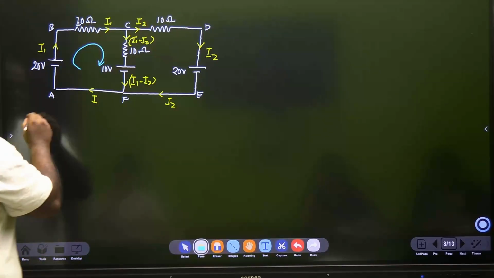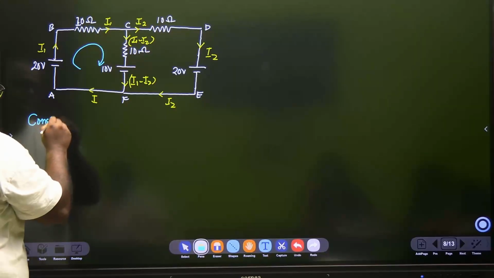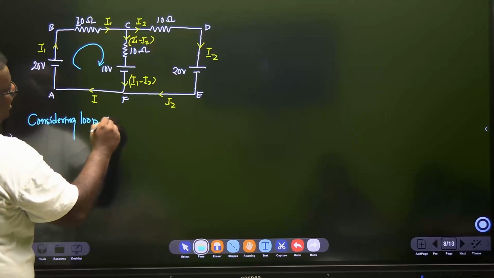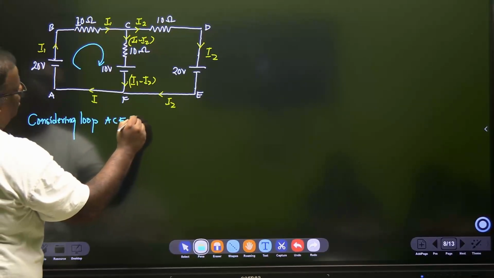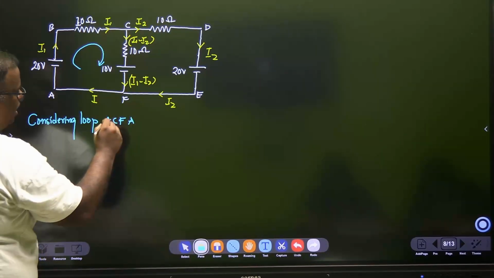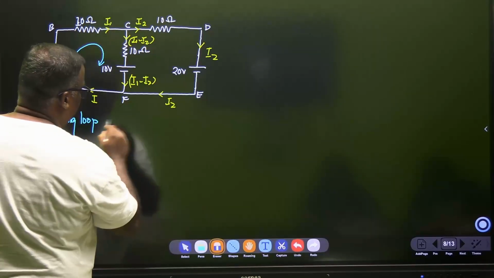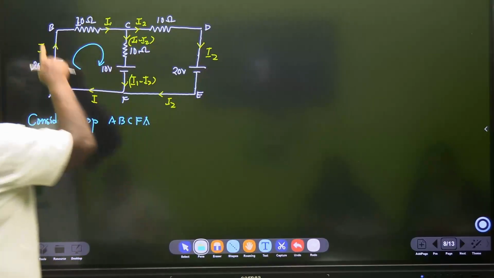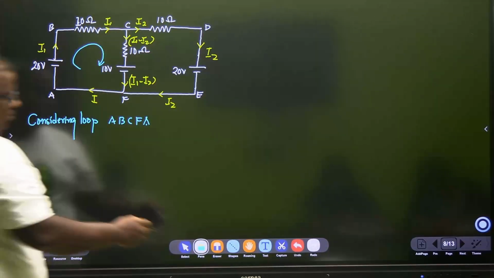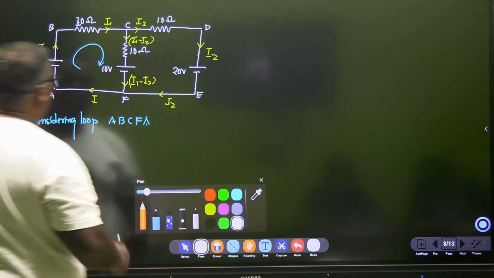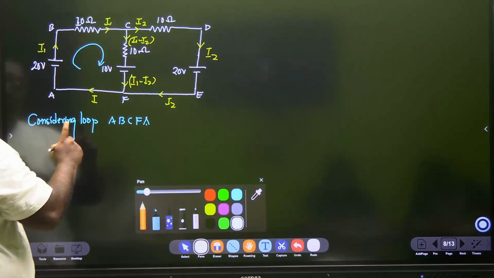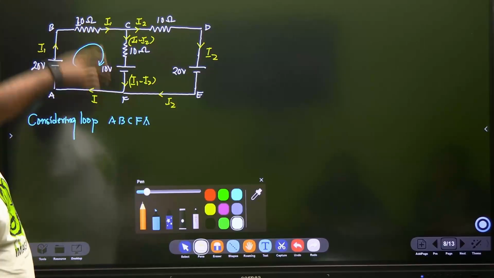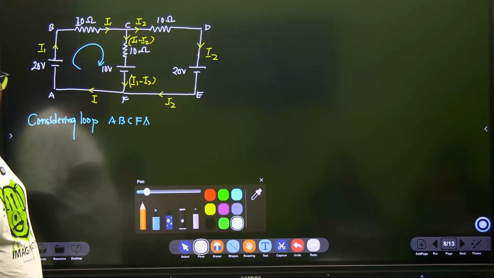So we say, considering loop ABCFA. Okay? Shall we? So you're moving. Is current moving along with you? Yes, sir. Current is moving all along with me. Therefore, every drop is negative for me.